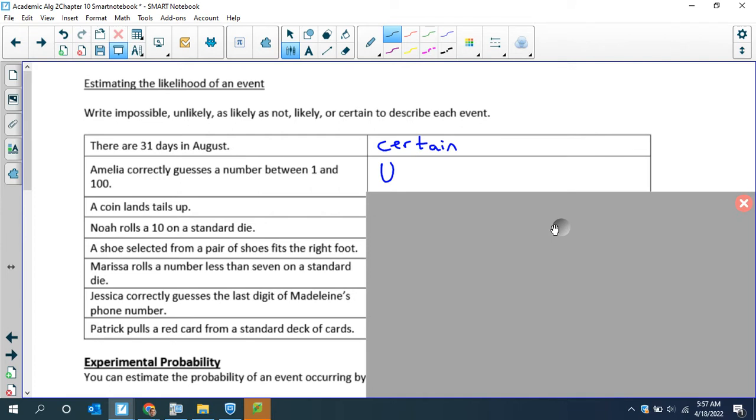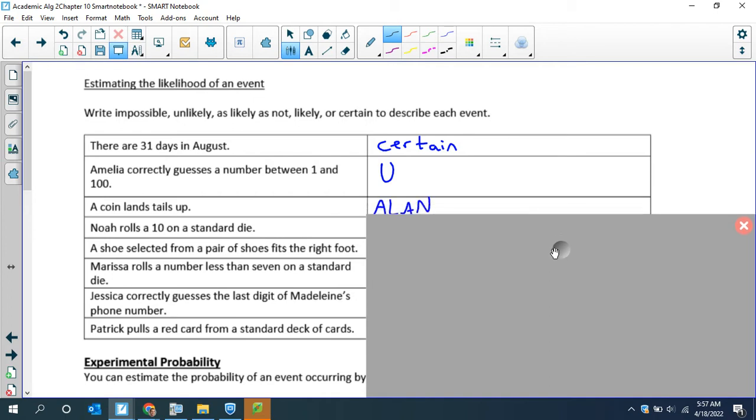A coin lands tails up. So again, what we know from a coin is it's either heads or tails. So that would be as likely as not. So I wrote A there, as likely as not.